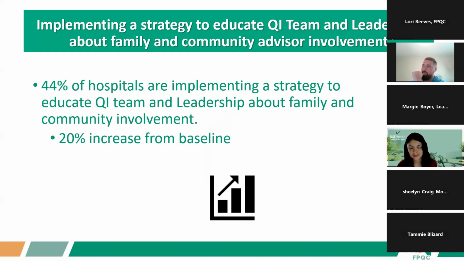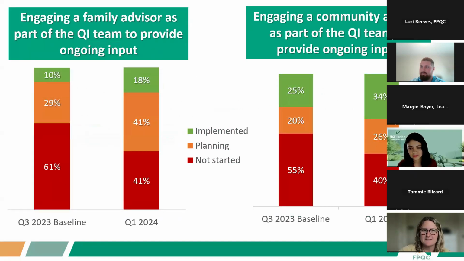So how are our hospitals doing on this driver, this implementing strategies to educate about family and community involvement? Well, 44% of hospitals are currently implementing some kind of strategy to educate. So this is great. This is a 20% increase from baseline. So we are going up, but let's dive a little bit deeper and separate this percentage and look at family and community involvement. Next slide, please.